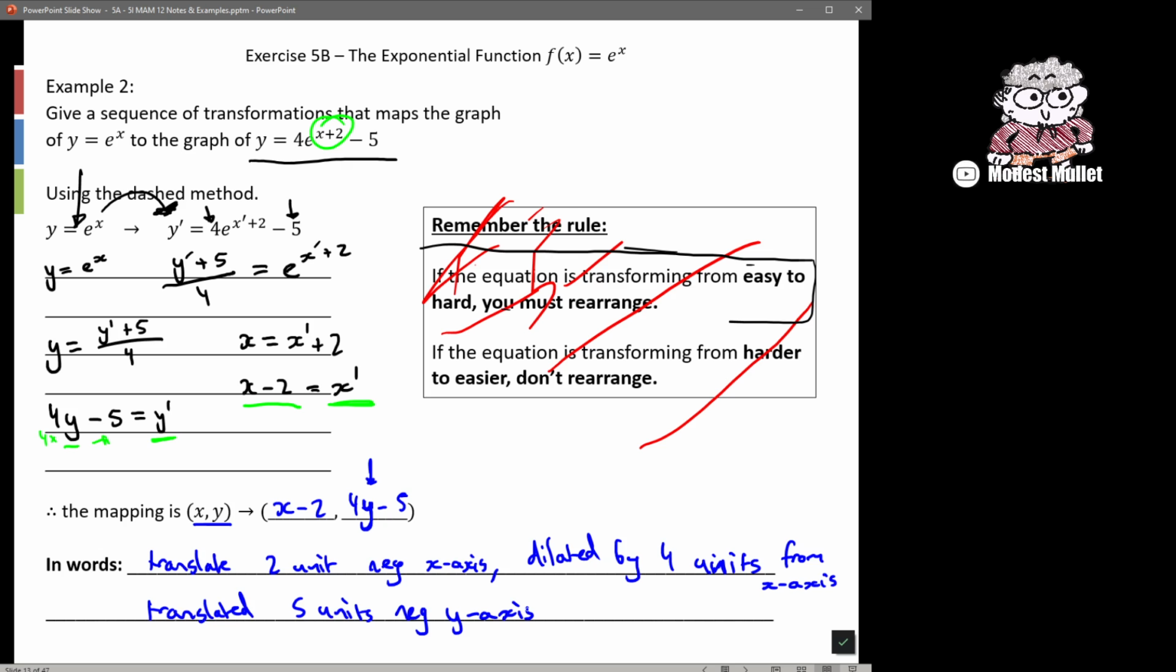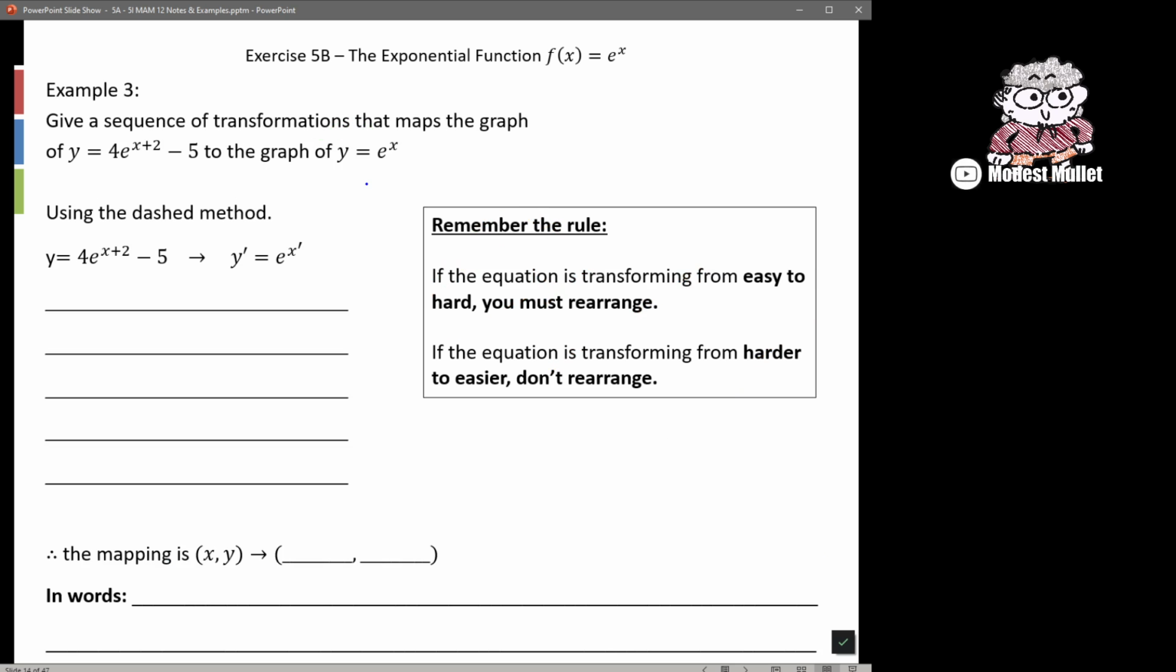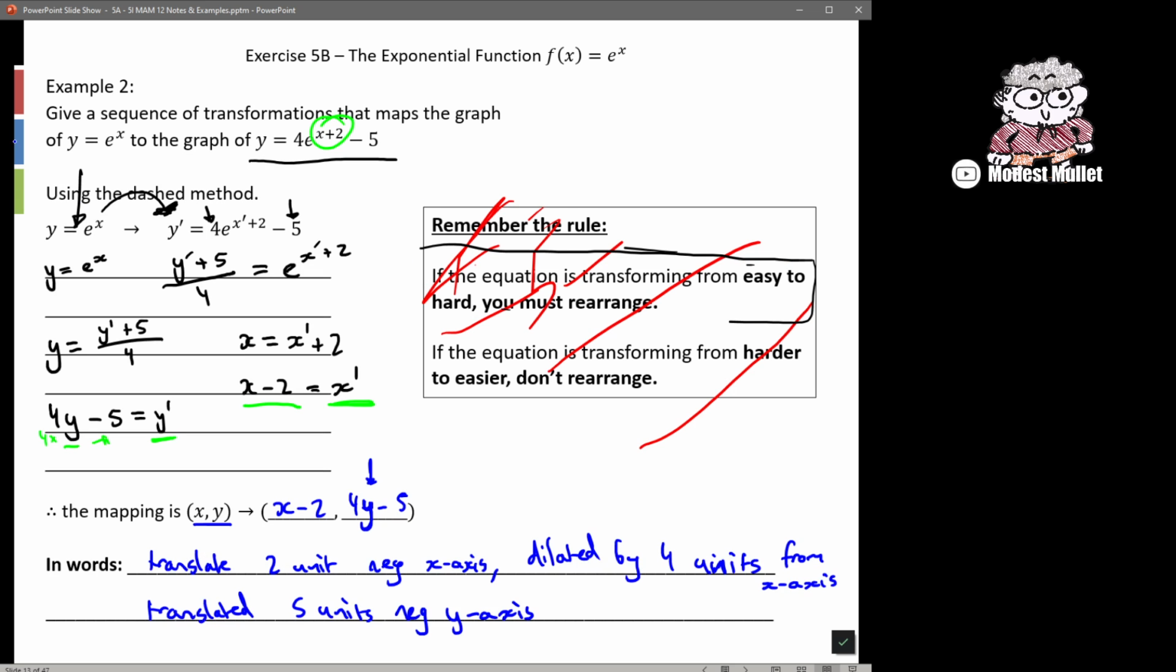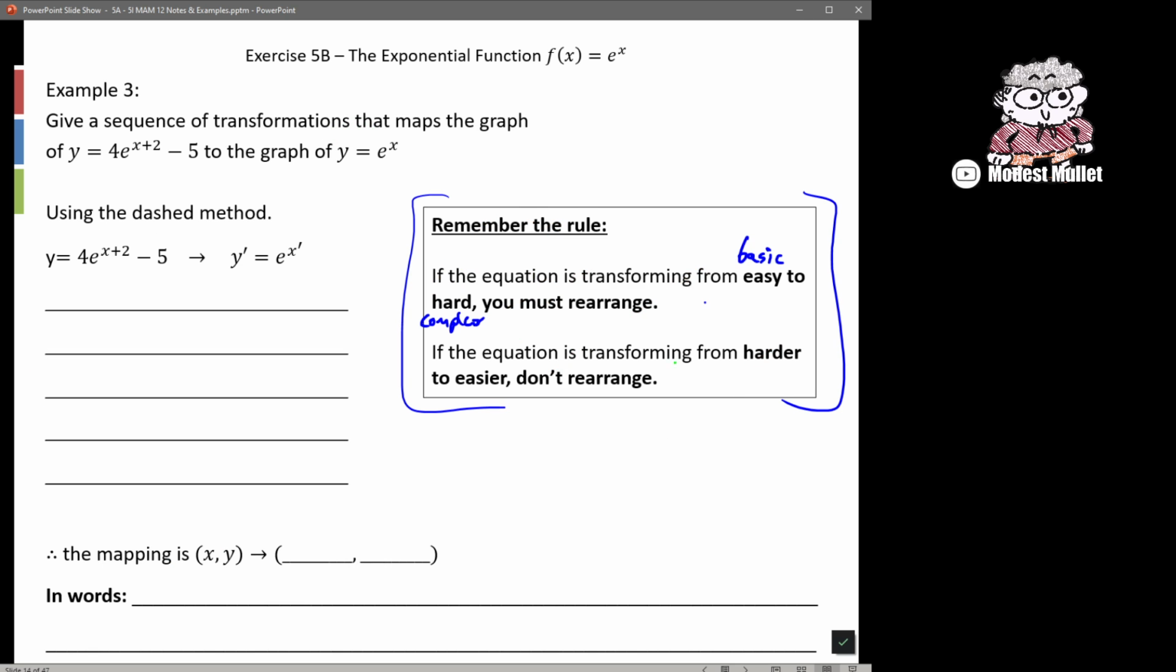So there we go. Now on the next slide, we're going to think about going back. This is where we have this rule: if we're going from an easy, or I guess we should say basic, to a complex equation, we want to rearrange these bits through here. But if we're going from a complex to a basic equation, you don't actually end up needing to rearrange, and I'll show you why that is.